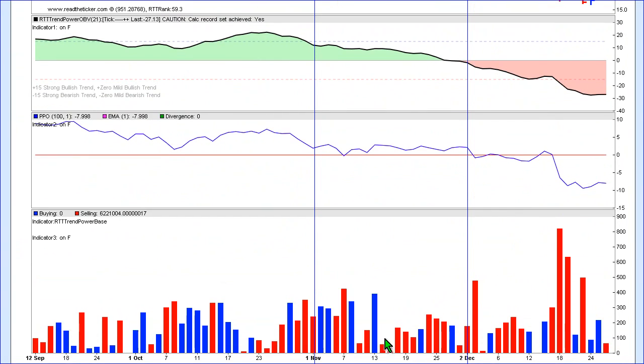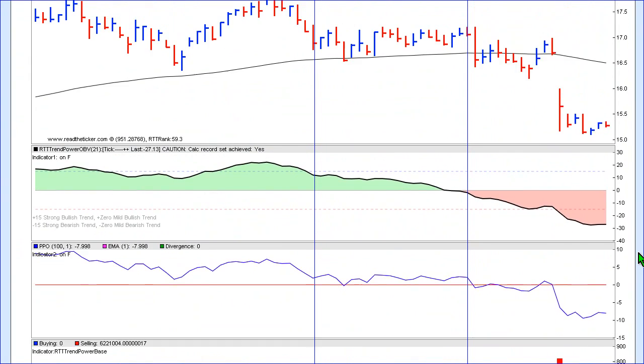Before the big drop, you'll see that there are lots of red bars relative to the blue ones. There's just a lot of selling going on. As you can see here, the blue bars are lower than the red ones, so the force of selling is much greater than the force of buying on that sideways consolidation.